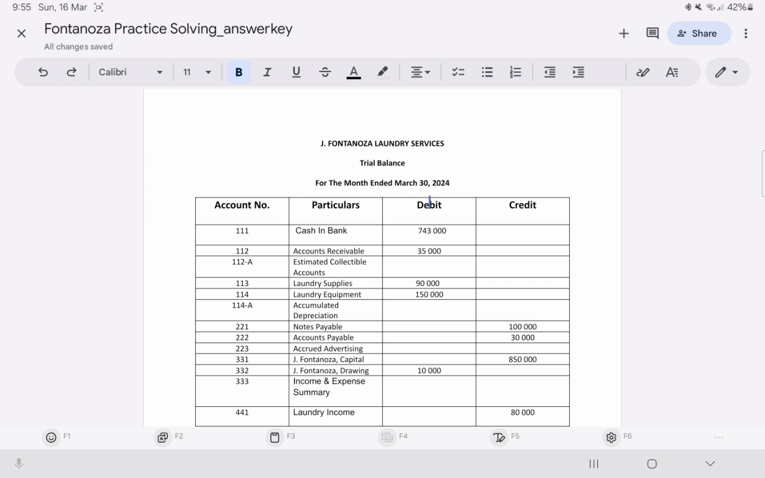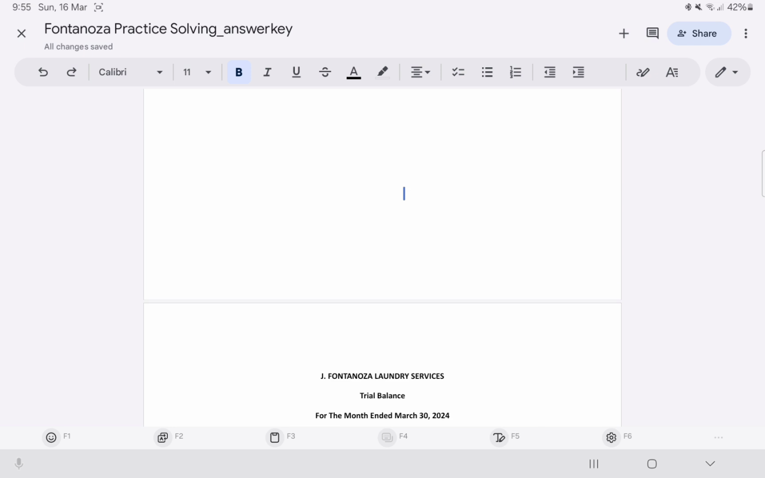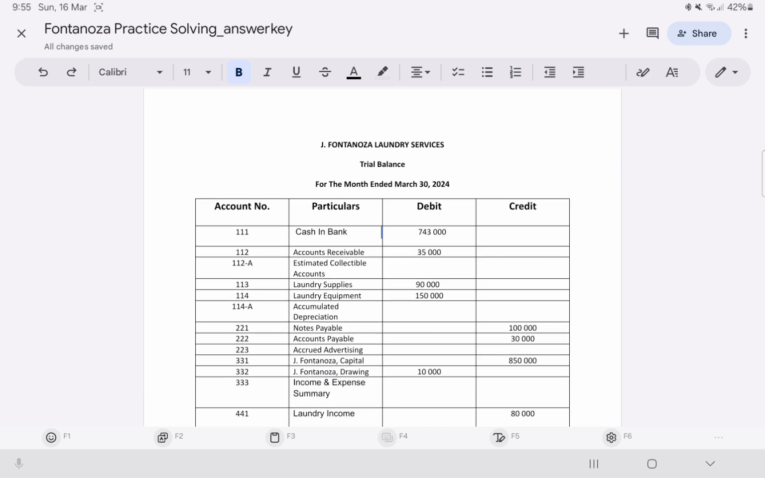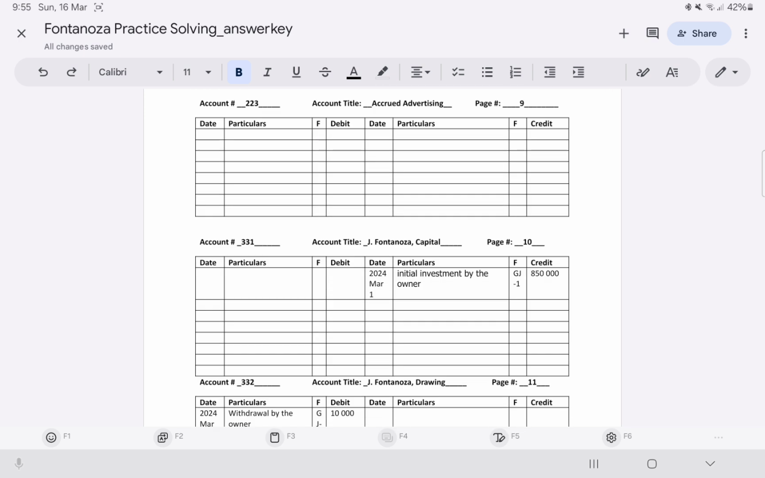Okay, so this is what you're going to do. This is the format of the trial balance. Always remember that you need to indicate the heading: the name of the business, J. Fontanoza, or Gius Fontanoza. So, J. Fontanoza Laundry Services. Go to the problem.